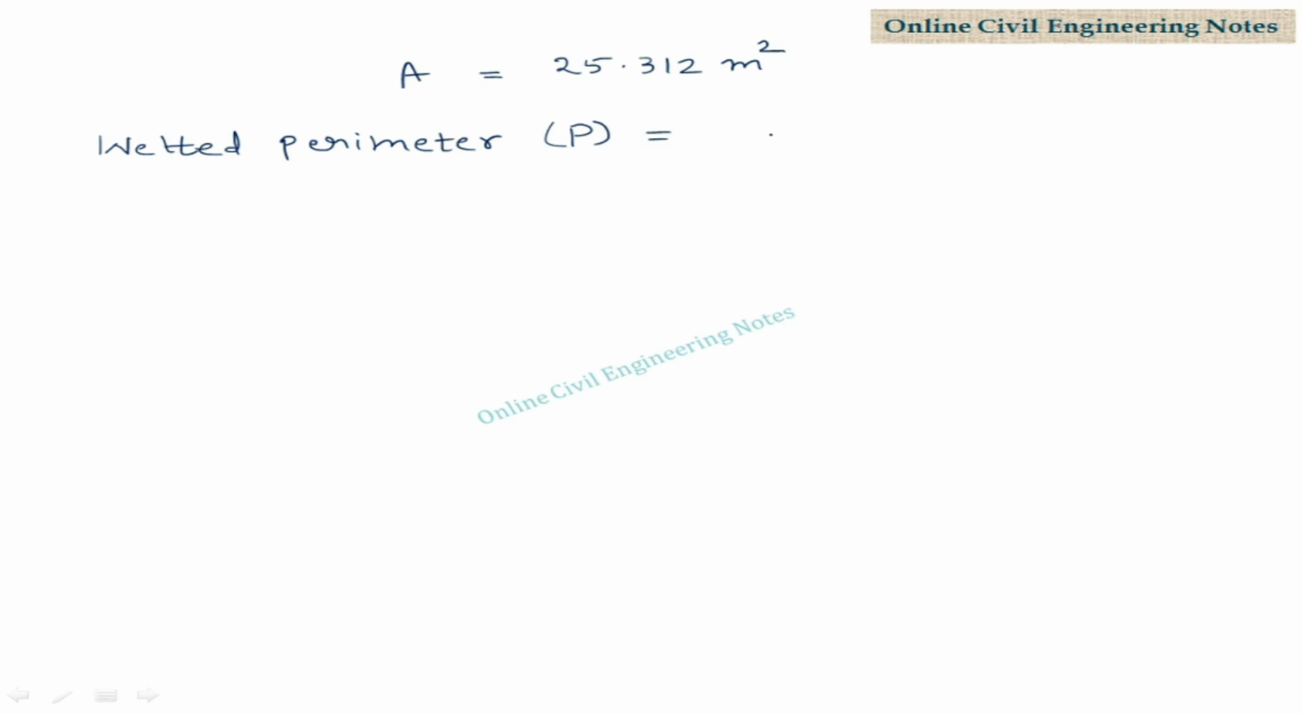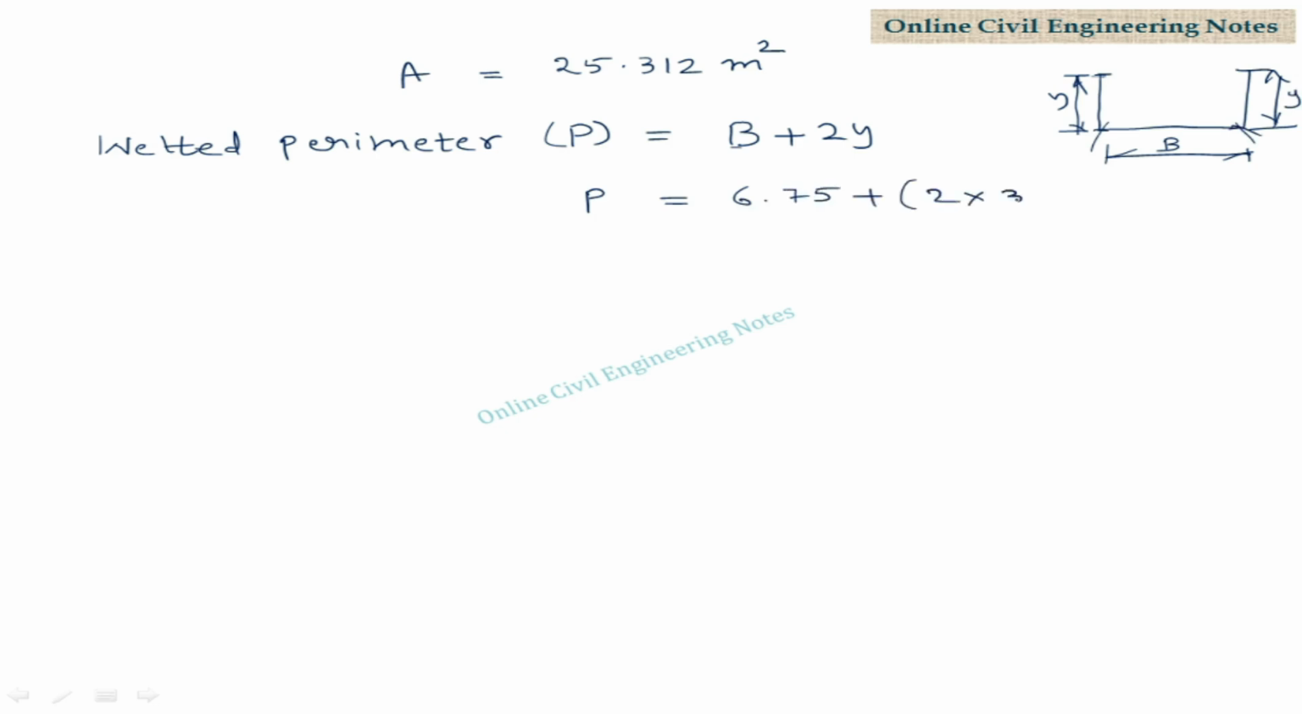Capital P is equal to B plus 2Y. Wetted perimeter is the overall length of the rectangular channel through this way. This is Y, this is B, and this is Y. From here to here Y, and from here to here B, from here to here Y. We get B plus 2Y, 6.75 plus 2 into 3.75, 14.25 meter.